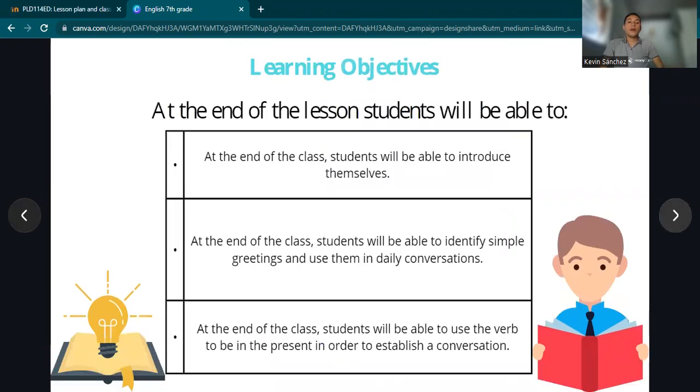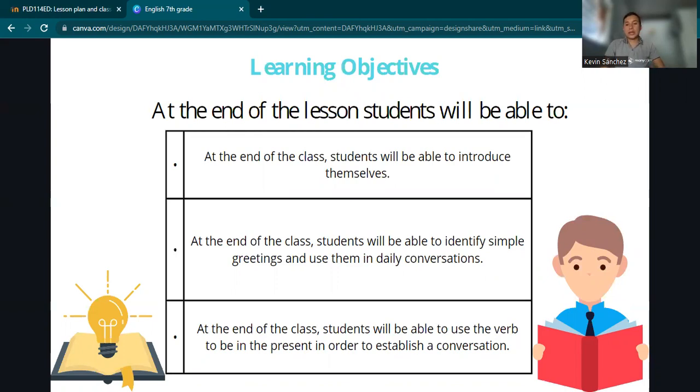Okay, these are the learning objectives. If you really pay careful attention here, at the end of this class, you will be able to do this. The first objective says that at the end of the class, the students will be able to introduce themselves. So this is very important because you will use this in your real life conversations. Then we have at the end of the class, the students will be able to identify simple greetings and use them in daily conversation. Another thing which is very important.